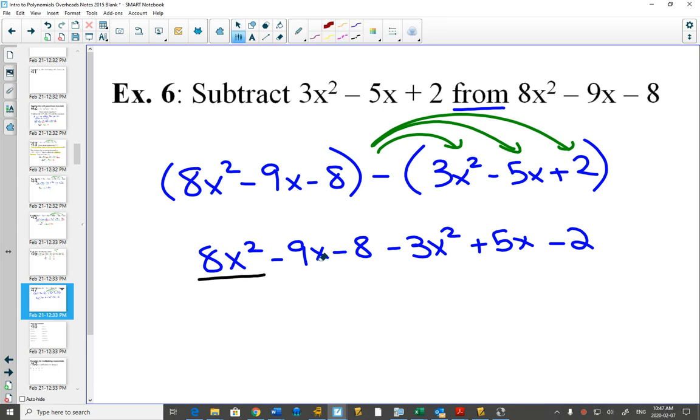Do we have any like terms with the 8x squared? Yes. Do we have any like terms with the negative 9x? And then finally, minus 8 and the negative 2. So if we put 8 minus 3, Carly, what would we get? Five. Perfect.